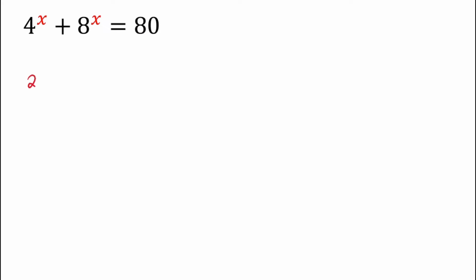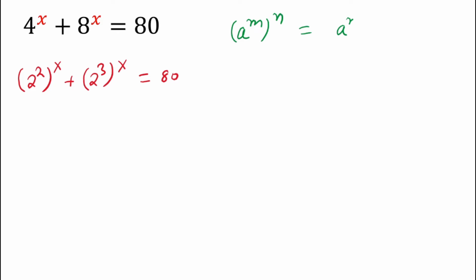This 4 is (2^2)^x plus this 8 is the same as (2^3)^x, and this equals 80. Now we know the rule (a^m)^n = (a^n)^m. If we apply this rule, then this 2 and this x are interchanged, so here (2^x)^2 + (2^x)^3 = 80.